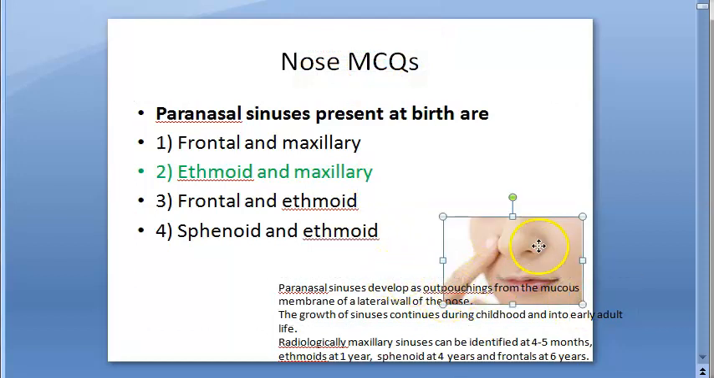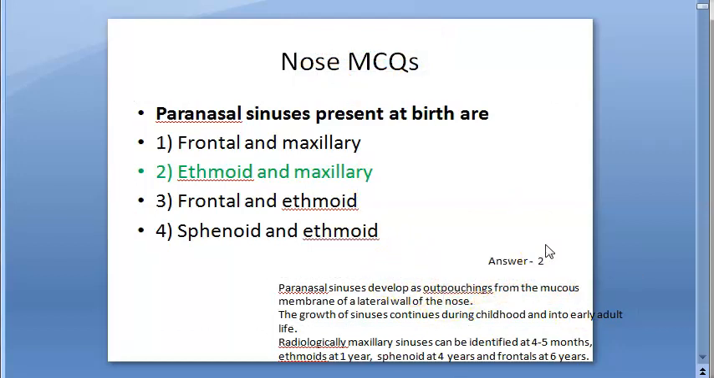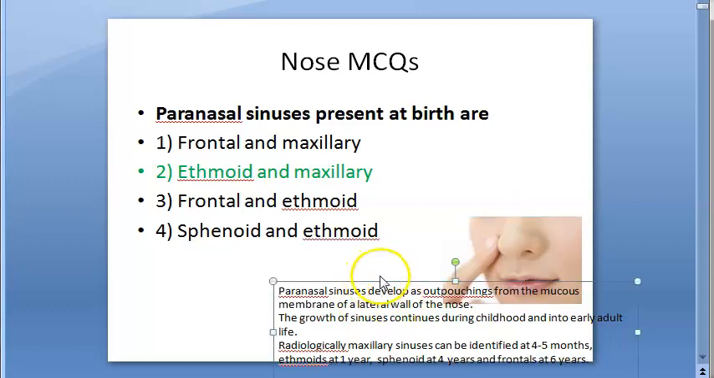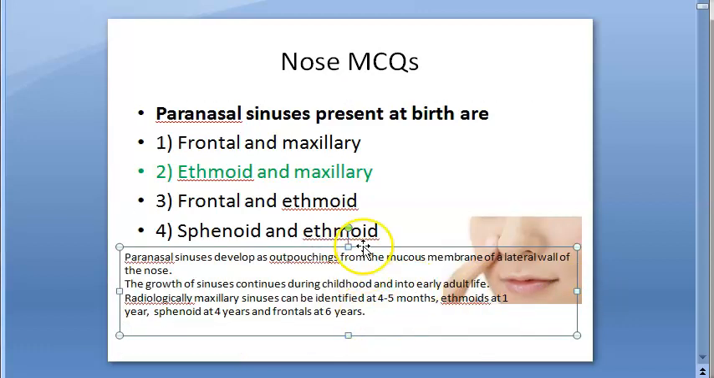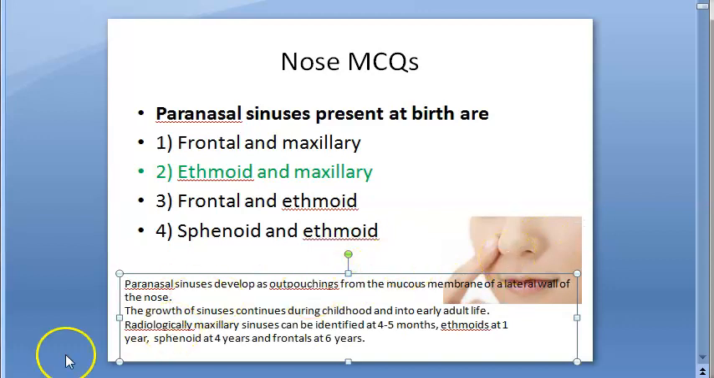Let us look at the explanation that they are giving here. The answer here you can see is 2. Paranasal sinuses develop from outpouchings from the mucous membrane of the lateral wall of the nose. The growth of sinuses continues during childhood into early adult life. Radiologically, maxillary sinuses can be identified at 4 to 6 months, ethmoids at 1 year, sphenoid at 4 years and frontals at 6 years. So they are just going for the best 2 here, isn't it? Okay, they are choosing the best answer.